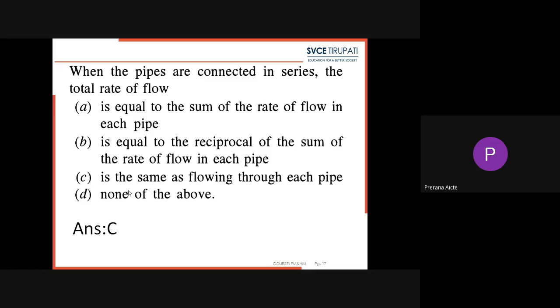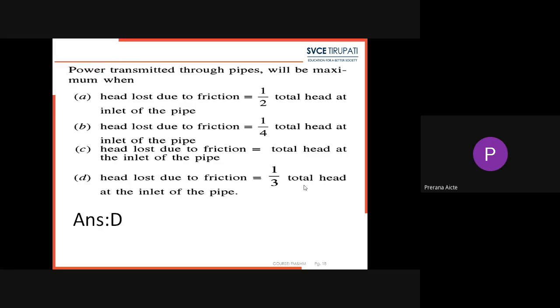Another question. When pipes are connected in series, the total rate of flow will be constant. So we have to remember that one. For series, the discharge is constant. For the parallel condition, the head is constant. So here the answer is the discharge is the same flowing through each pipe. Here the discharge is constant for each and every pipe.